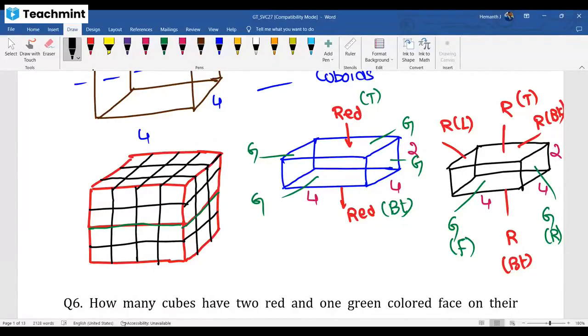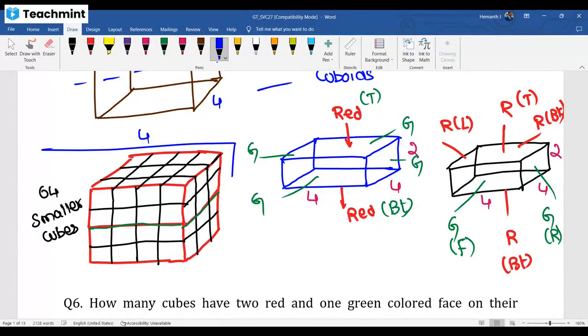Right, so this is 64 smaller cubes, and this is why I said 4 as length. You can observe it now, 4 in length, 4 in breadth, 4 in height. This is the reason you can observe 4 smaller cubes here, total 64 smaller cubes will come. Okay, but the question they're asking, 2 red and 1 green, how many cubes?